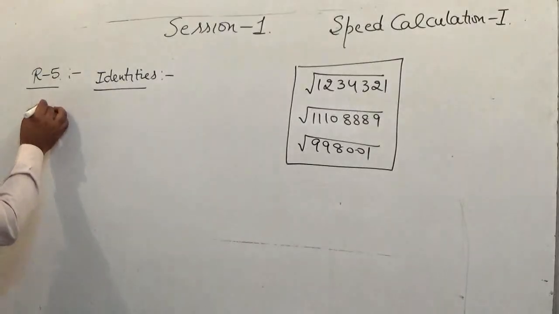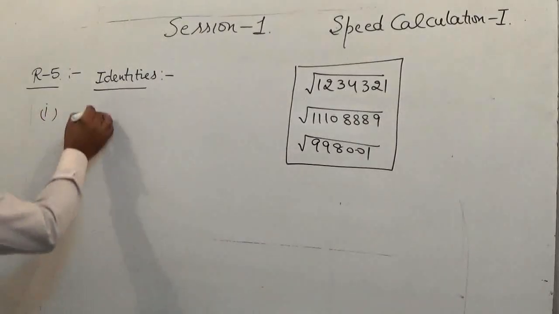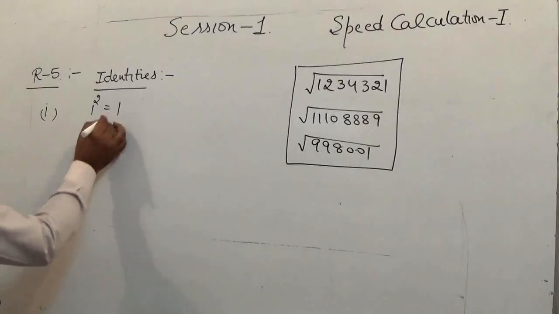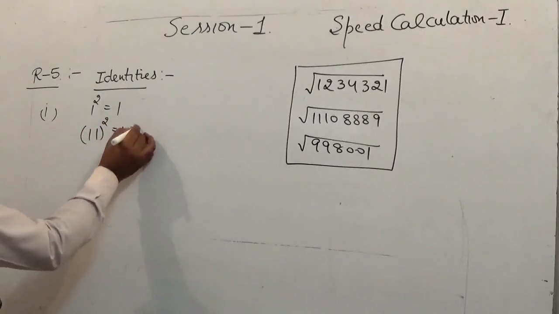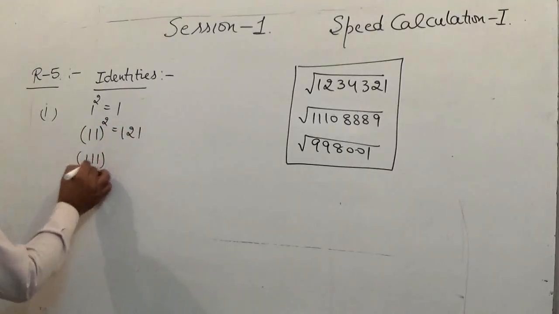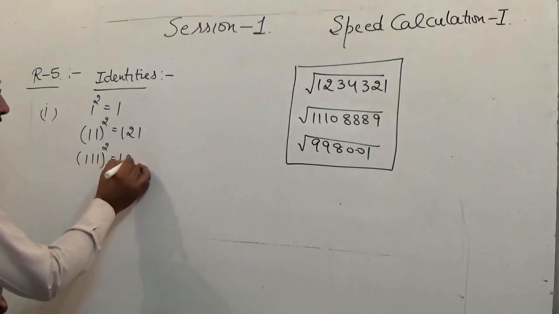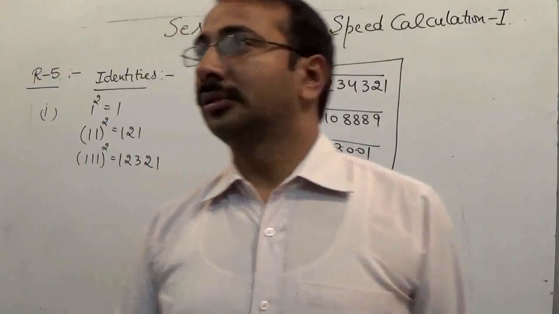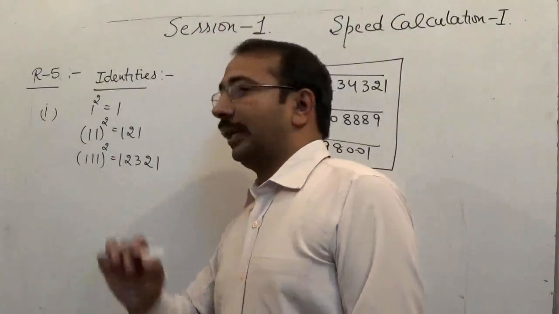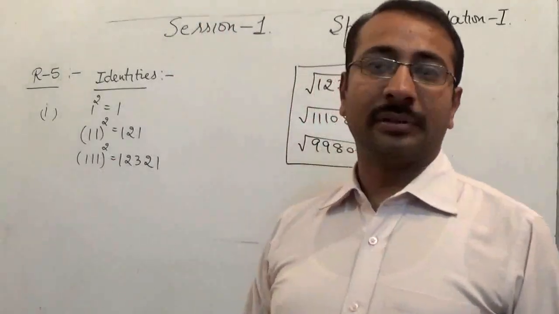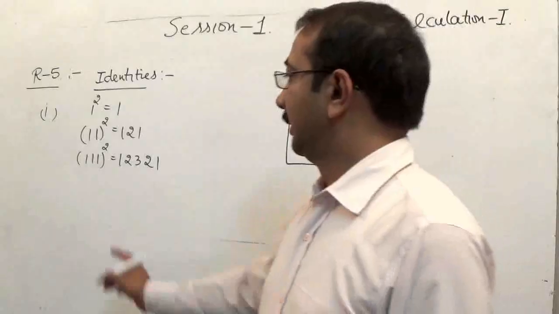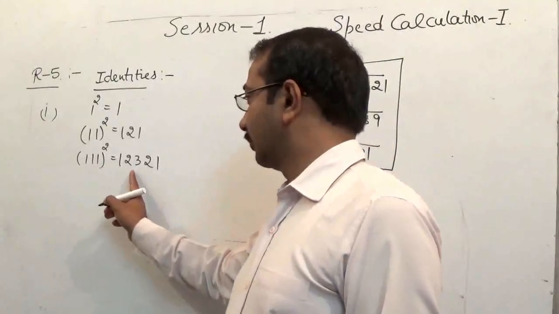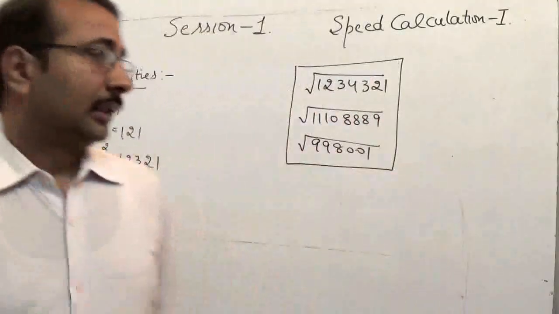Our first identity starts with 1 square is always equal to 1, 11 square is equal to 121, 111 square is equal to 12321. What does this identity talk about? Suppose I have to find the square of any number containing all 1s, 111 with 1 repeated 3 times. All ones, so 1, 2, 3, then 2, 1.